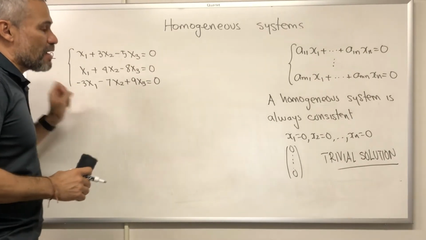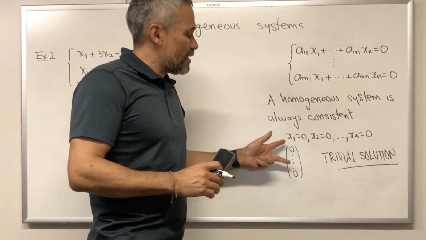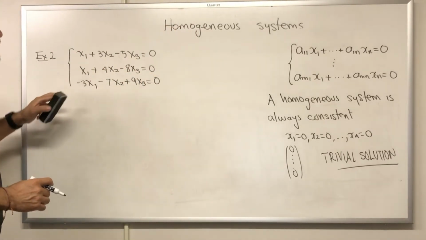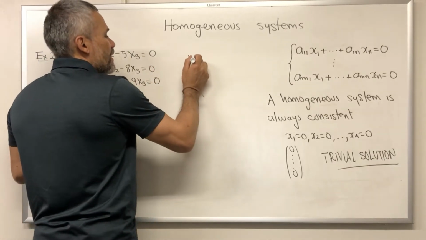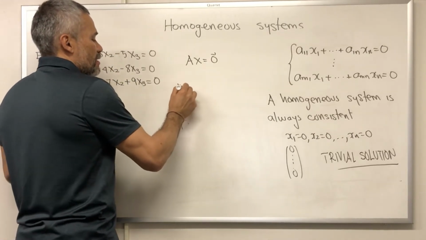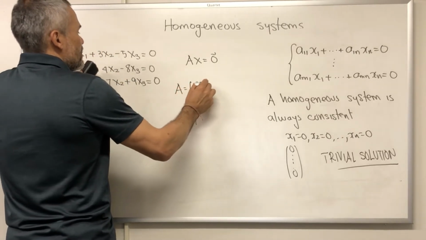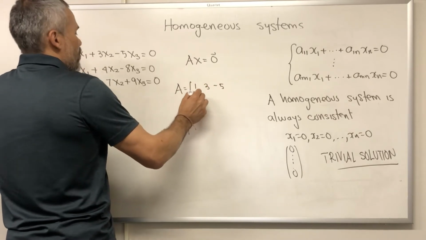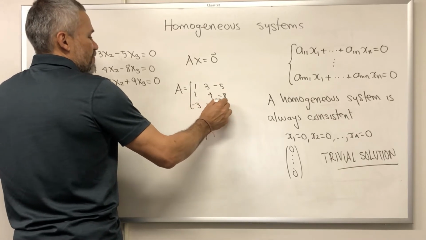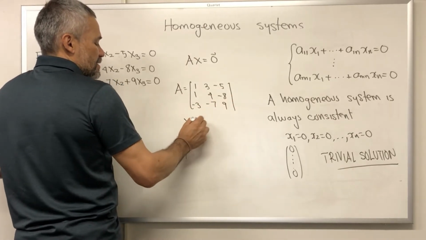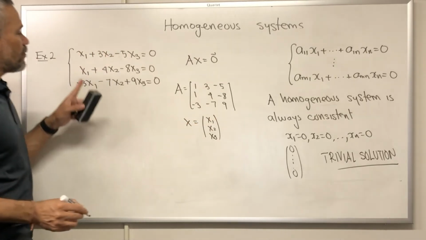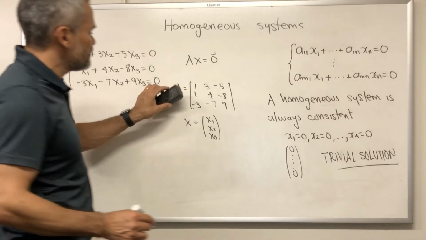This is a homogeneous system, and before I try to answer if the trivial solution is the only one, I would like to point out that this system can be written in the form A times x equal to the 0 vector, where A is the matrix 1, 3, negative 5, 1, 4, negative 8, and negative 3, negative 7, and 9. And x is the vector x1, x2, and x3. We can write this system like this.